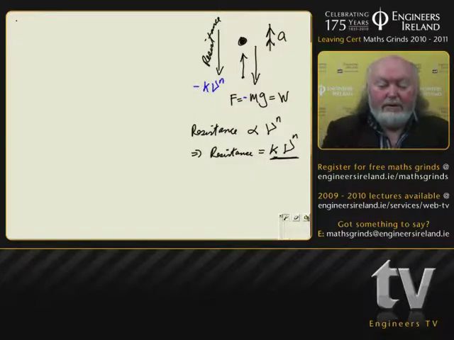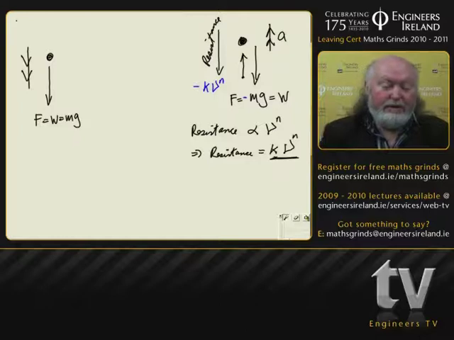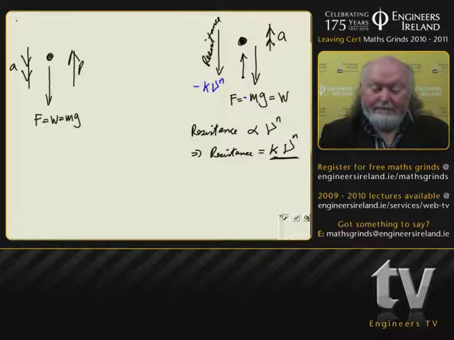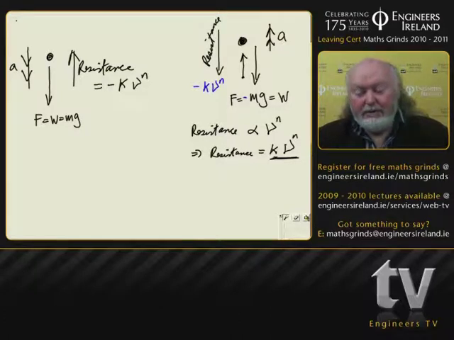If you now look at the situation where the object is going down the way, it has reached its peak height and started to fall, we have this time that's positive because it's in the direction of the acceleration, but the resistance is still negative because it always operates against the direction of motion.